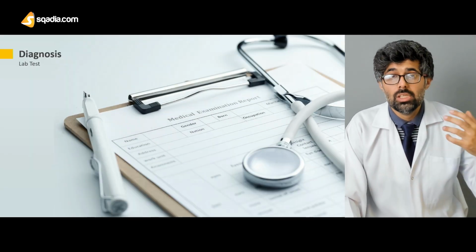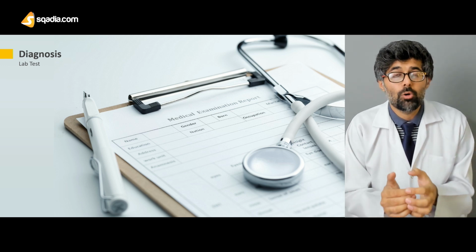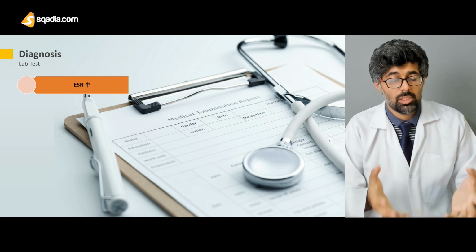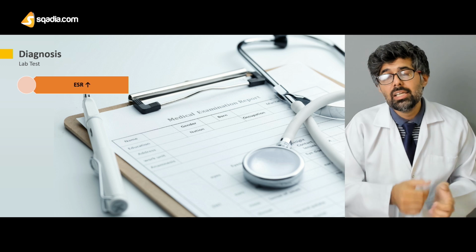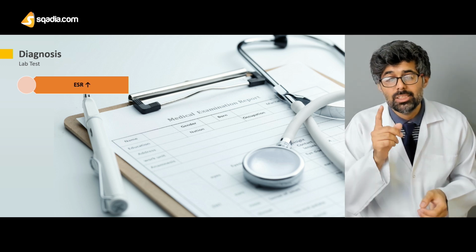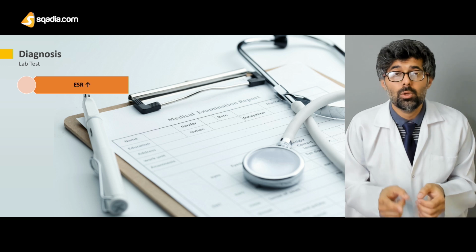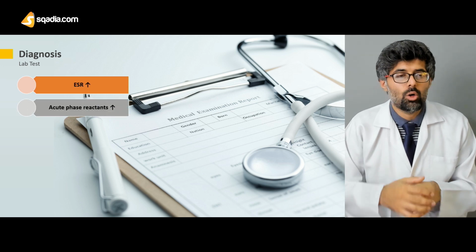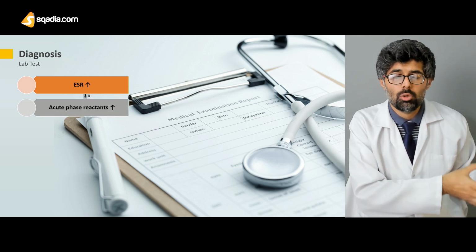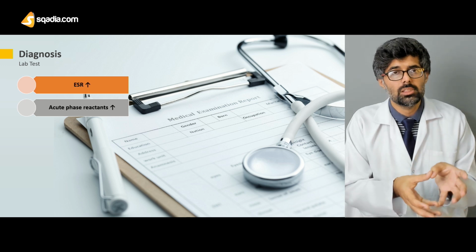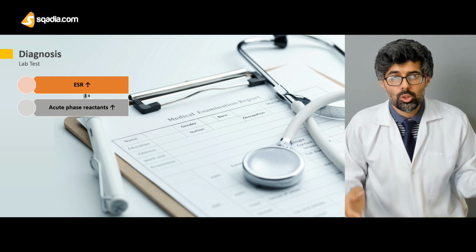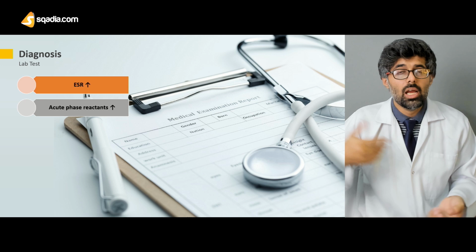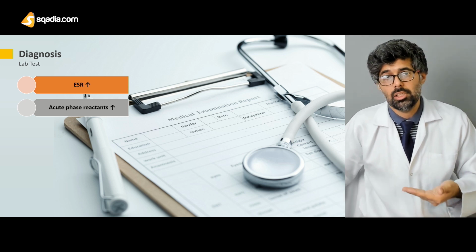Next, we're going to talk about the other tests we perform in the serology of the patient. These tests can be ESR, the erythrocyte sedimentation rate, and ESR in a patient of reactive arthritis is always raised, because like we know, the more the inflammation, the more the ESR. We can also perform serology on acute phase reactants. Acute phase reactants are either positive or negative. Positive means they increase during inflammation, and negative means they decrease during inflammation.